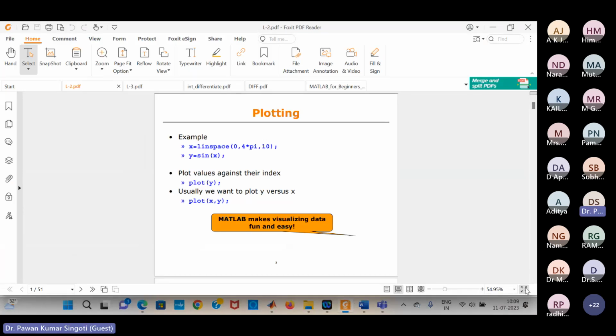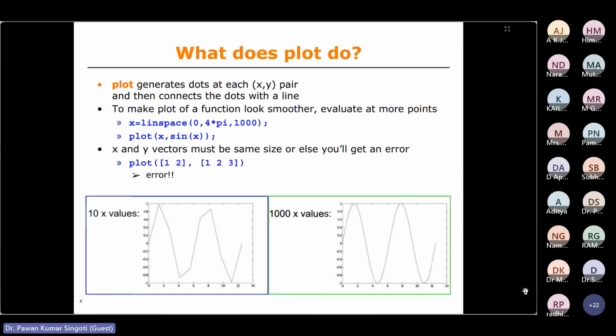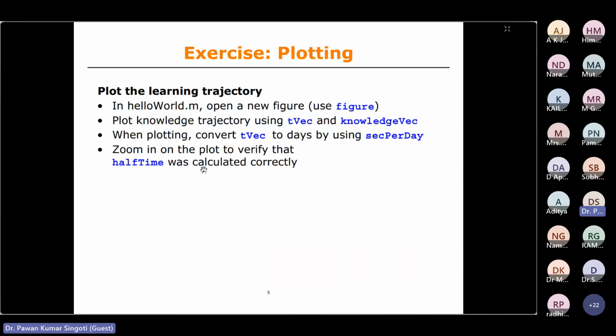Next, we are moving ahead. In this figure you can see 10 x values and 1000 values. If you plot with data points of different sizes, we will get an error. If you plot one matrix with dimensions 1 by 2 and another with 1 by 3, it will show an error. So the dimensions must be equal for the x and y matrices you are plotting. You can exercise some plotting commands.